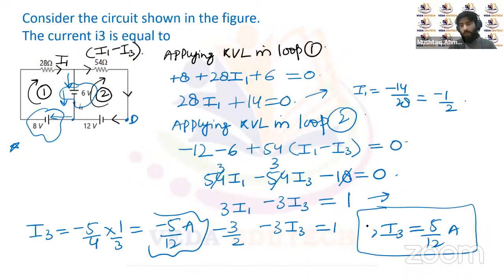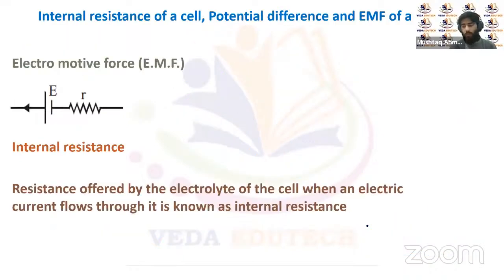So that was it with respect to the previous lectures, and these were some of the questions related to KVL, right? Let's move on to the next, very important topic: the EMF of a battery. We'll now be discussing cells, particularly the EMF of a cell, potential difference, and the terminal voltage. What do all these terms signify? We'll start with the electromotive force, that is, the EMF of a cell.